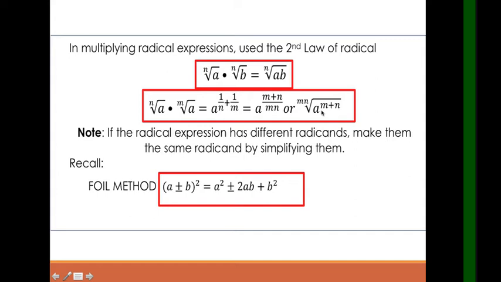So if the radical expression has different radicands, make them the same radicand by simplifying them. Recall the FOIL method. So for the FOIL method, we have a squared plus, quantity a positive negative b squared is equal to a squared positive negative 2ab plus b squared. This FOIL method will be used later in the multiplication of radical expression, binomial by binomial. But in this portion, we will focus in this rule of multiplying radical expression that I'll be going to show later using 5 examples. Okay?